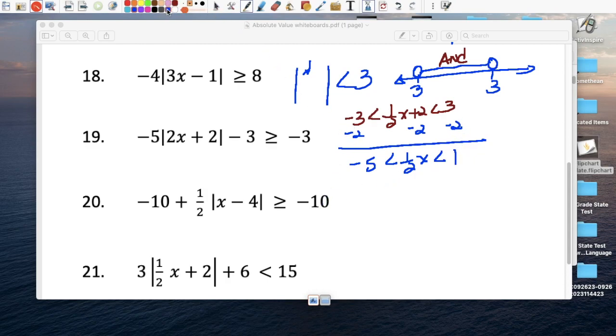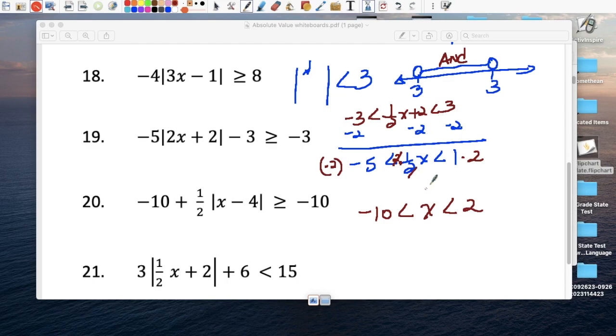How do I get rid of the half? We're going to multiply that by 2, right? So if I multiply that by 2, the 2's cancel out to 1, and I'll multiply everybody else by 2. 2 times negative 5 is negative 10. 2 times a half, so this is x, and then 2 times 1 is 2.